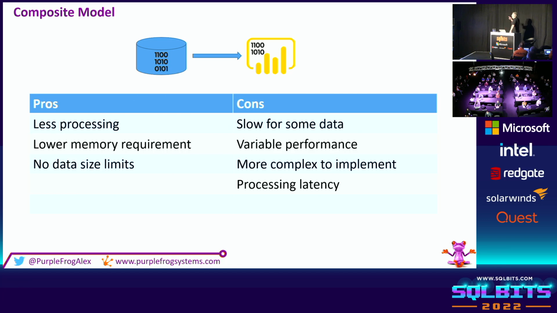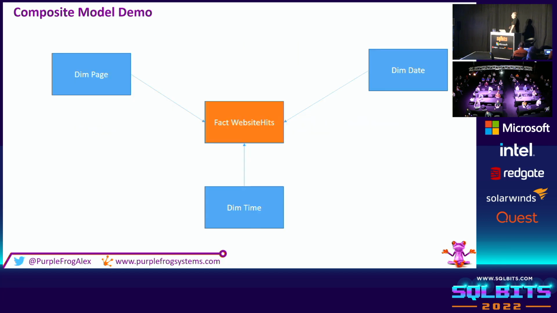So what does this composite model look like? How does it actually work for us? Well, let's assume we've got a system that tracks views on a website. We've got 3 core dimensions. We've got the web page on the top left. We've got our date and time. In the middle, our fact table, which is our website hits, number of hits on a particular page. Now that may be terabytes of data. If you ever looked at web logs, they are quite significantly big.